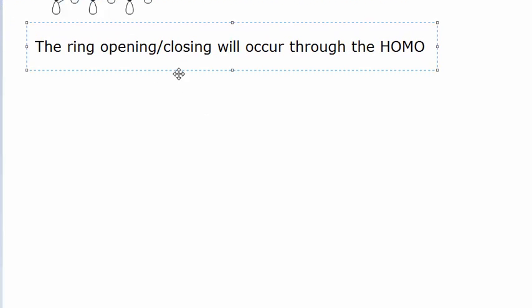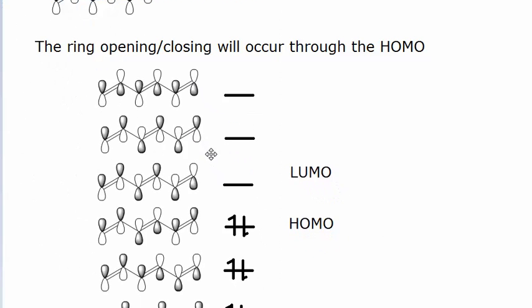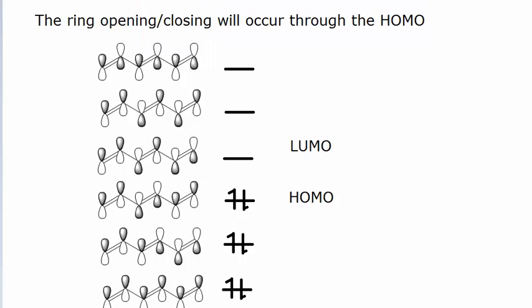For the ring opening and the ring closing, the reaction will occur through the HOMO, which is again the highest occupied molecular orbital. If you have 3 double bonds, that means you have a setup that looks like this. Let me try to move this down. Okay, there we go. So again, as I was saying before, we have 3 bonding molecular orbitals. Those are going to be the lowest in energy. And we have 3 anti-bonding molecular orbitals. So those are going to be the 3 highest in energy, arranged by how many nodes they have.